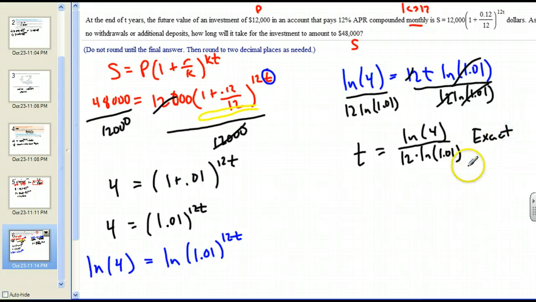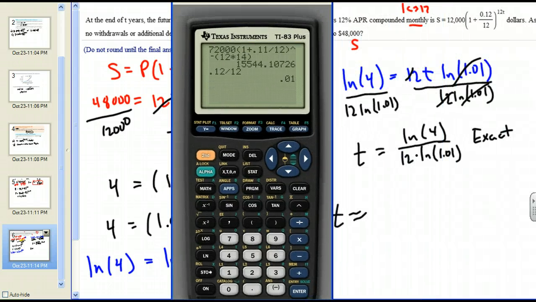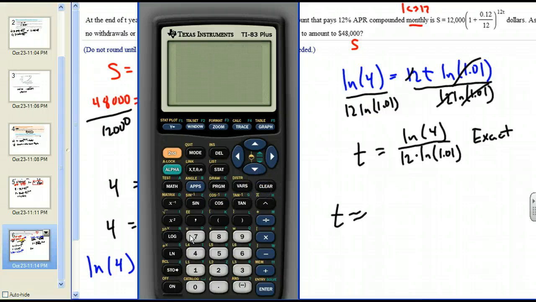But if somebody asks you how old you were and you said, I'm the natural log of 4 divided by 12 times the natural log of 1.01, they would just look at you and say, well, how old are you? So the point is, approximate it. Give me a good approximation for this. Go to your calculator, clear it out. Natural log of 4 divided by, we got multiplication down there in the denominator, so we need parentheses. 12 times the natural log of 1.01. So approximately 11.61 years.